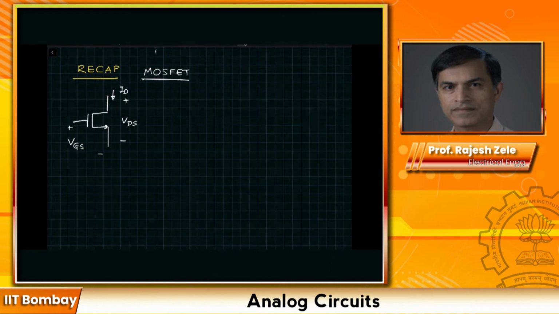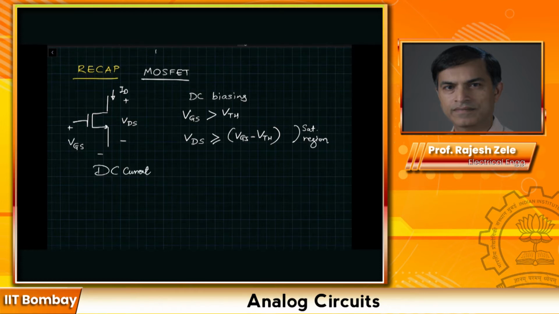So from a DC biasing point of view, VGS should be greater than VTH, which is the threshold voltage, and VDS should be greater than or equal to VGS minus VTH. And this is our definition of the saturation region. The DC current ID is given by half mu n Cox W by L times (VGS minus VTH) squared.